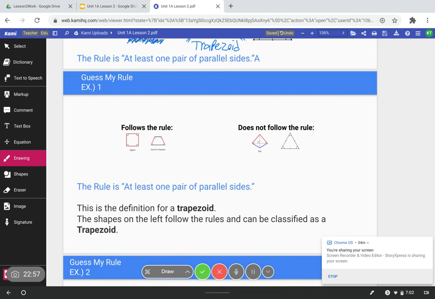So this definition of a trapezoid must have at least one pair of parallel sides. The shapes on the left follow the rule and can be classified as a trapezoid. Both of these shapes are in the trapezoid family. These shapes, the kite and isosceles triangle, are not in the trapezoid family.